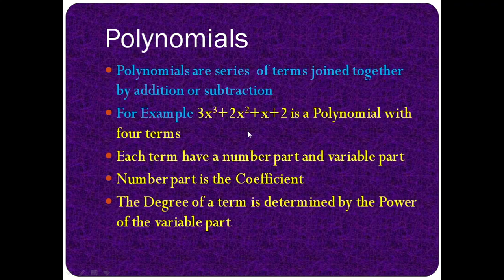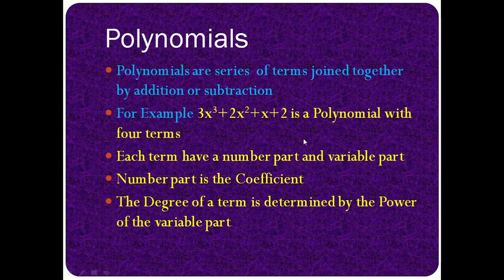So every term in a polynomial has a number part and a variable part, and the number part is known as the coefficient. And the degree of a term, for example 3x cube is a term. So the degree of this term is the power of the variable part. So here in this case 3x cube, the degree of this term is 3. Here the degree of the term is 2. Here the degree of the term is 1. Here the degree of the term is 0, because here it is x raised to 0.